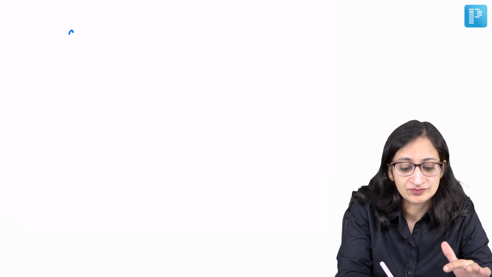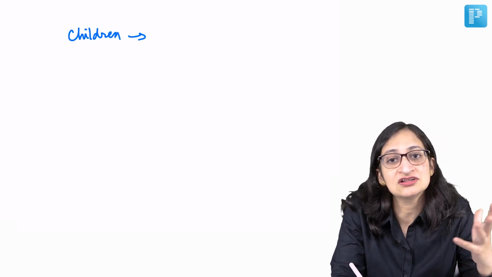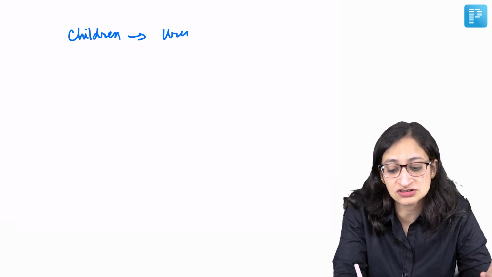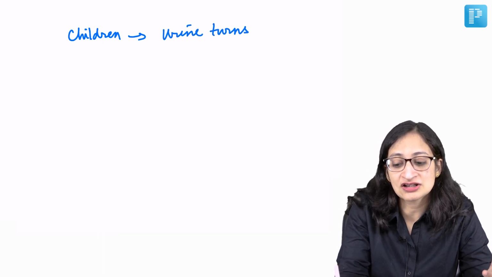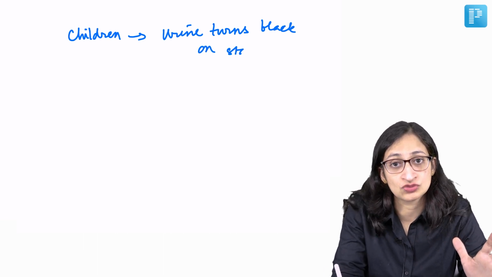But before that, I'll just mention briefly the clinical features. What we have here is the deposition of homogentisic acid, which is giving the black color to the urine. In children, we only get this homogentisic acid excreted in excess amount in urine. So urine turns black on standing. That is usually the only manifestation that we get during childhood.